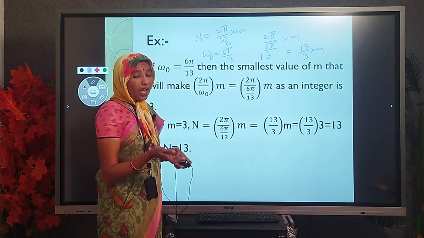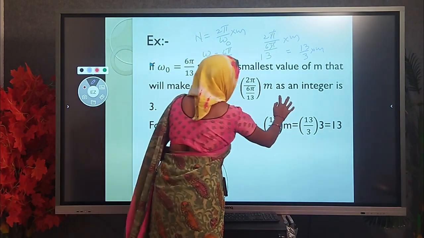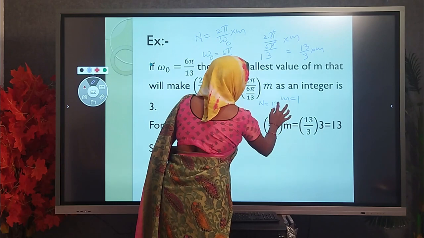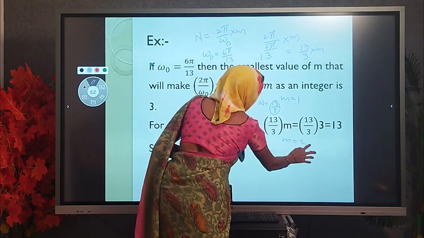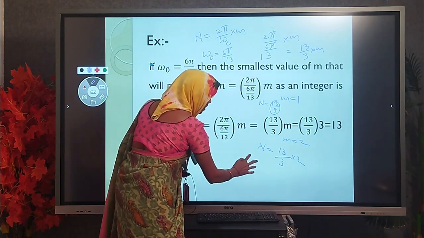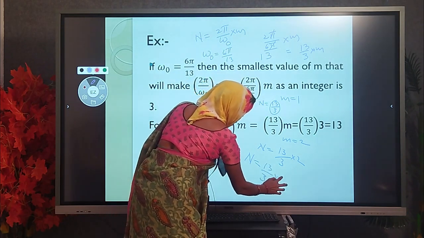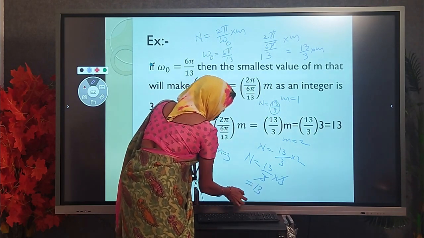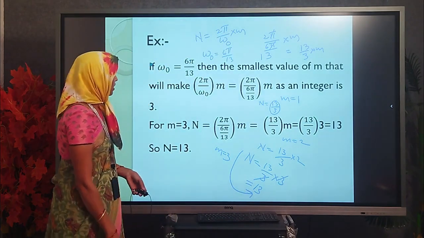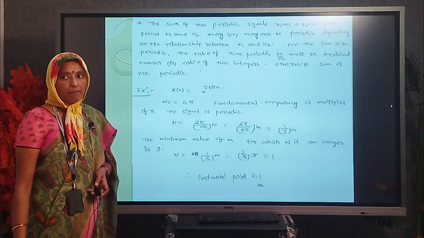So here we have to choose the smallest value of m to make capital N an integer. For example, m equal to 1, the N value becomes 13 by 3, not an integer. Similarly, if m equal to 2, N equals 13 by 3 into 2, not an integer. If m equal to 3, simply 13 by 3 into 3, that is 13. So if m equal to 3, this value is an integer value. And let us see one more example.